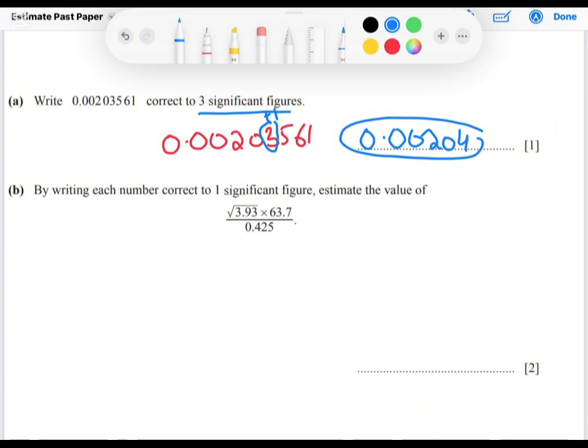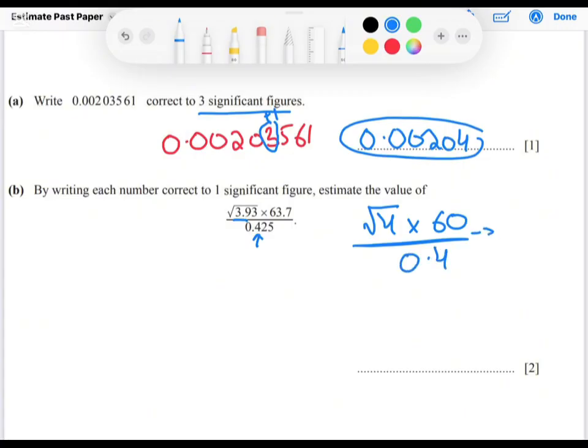Now we have the last part, then we will end the class. By writing each number correct to one significant figure, estimate the value of, again the same process. You can see that this will become 4, this will become 60, and this value will become 0. The first significant figure is 4. After 4 I have 2 that is lesser than 5, so this will become 0.4.